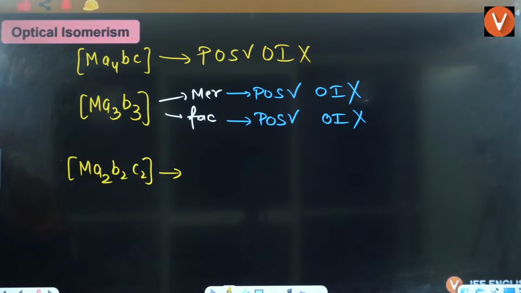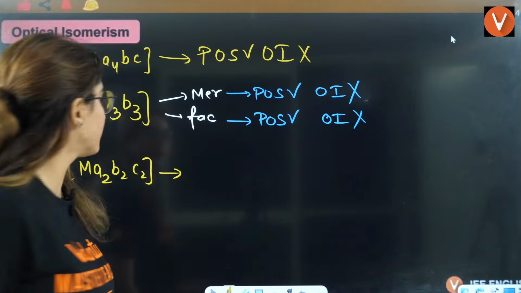Now, what about MA3B2C? We'll see that. If I have not included that, then we will see. If you have asked something, I'll tell you that.